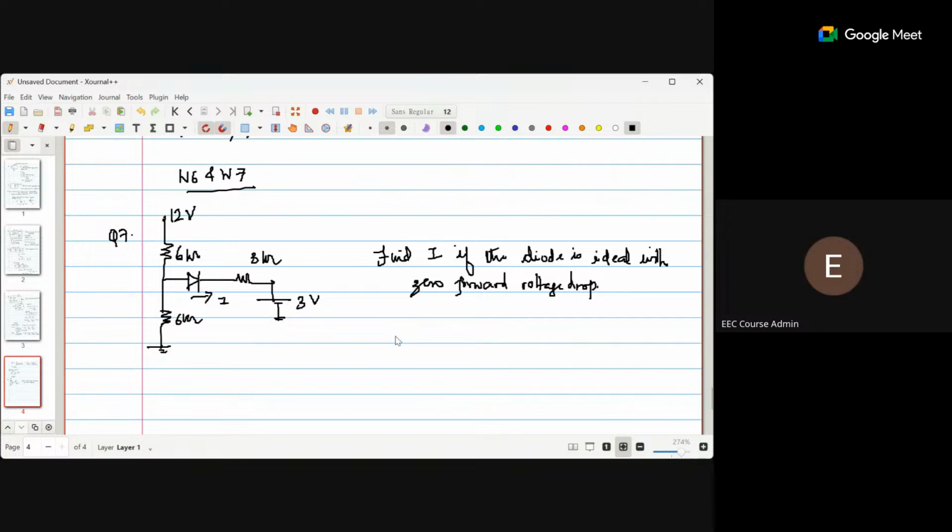Okay, so this is one simple diode problem. What will be the potential here? If I mark it here VA, what will be VA? By voltage divider rule, it will be 12 into 6 by 6 plus 6, so that will be 6 volts, and I will be 6 volts minus 3. This VA is 6, this side it is 3 volts, divided by 3 kilo ohm. So that will be 1 milliamp.